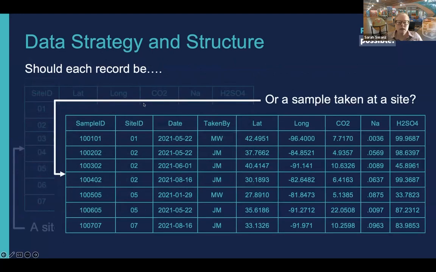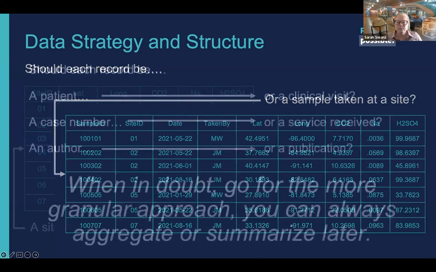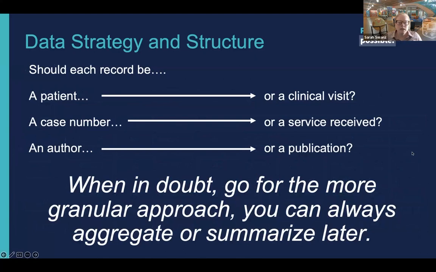Or do you want the record to be the sample taken at the site? So in this example, it's similar data, but instead we're organizing it by the sample that was taken rather than the site ID. So again, you have to really think through what makes sense for your project. Do you want your record to be, for example, the patient or each clinical visit? Do you want it to be a case number or service received? Is it the author or is it the publication? So when in doubt, usually helps to go more granular, and then you can always aggregate or summarize later.